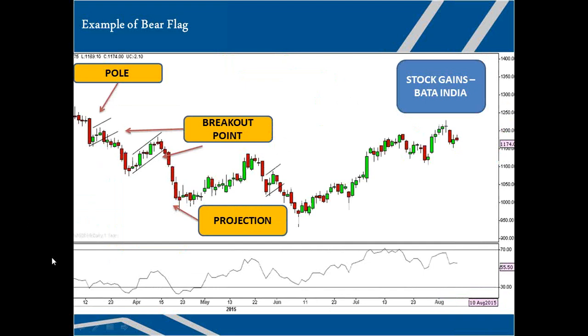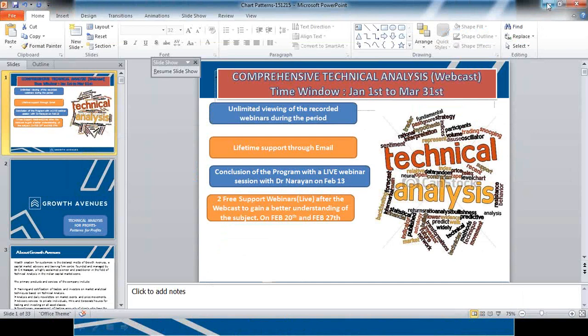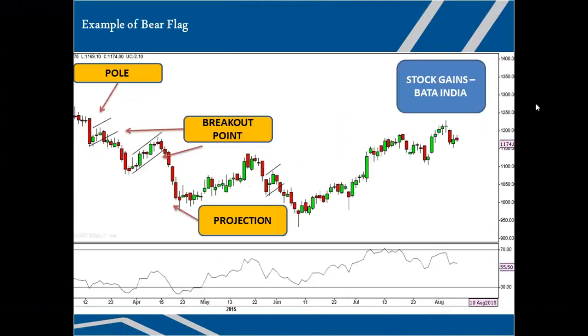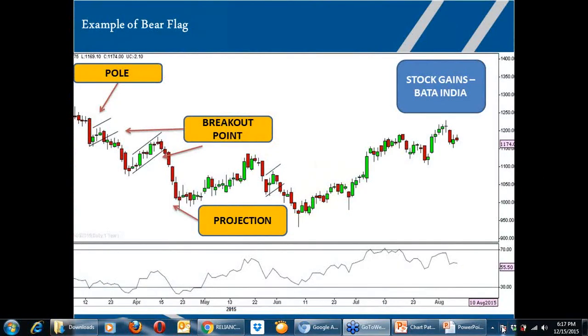Any questions so far? I'll just take a breather in case anyone has any questions on how to understand the bullish flag.